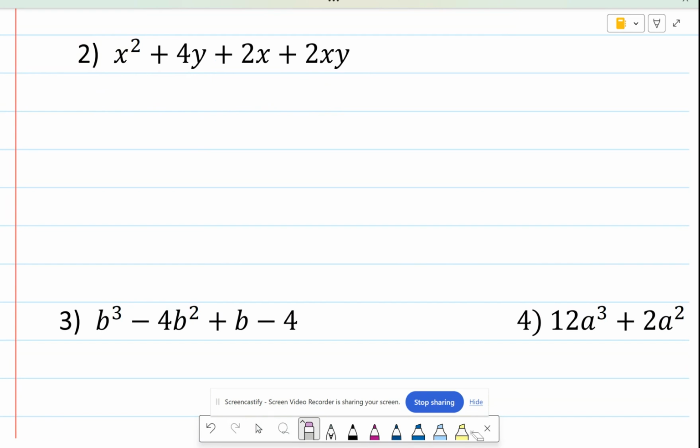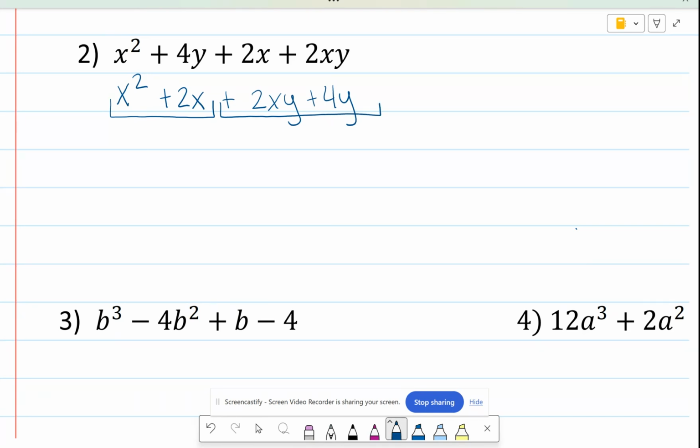If that happens, and if you can tell by looking at it ahead of time, you can rearrange your polynomial to make your life easier. So I'm going to rearrange this to be x squared, and I'm going to put the 2x next to it, because then I know that they'll have an x in common. Then I'm going to put my 2xy and my 4y. And sometimes this might take some trial and error. Now I'm going to group. They have a common factor of x. And now I'm going to group. They have a common factor of 2y. So let's see if this works. I'm going to pull out their x. x times x is x squared.